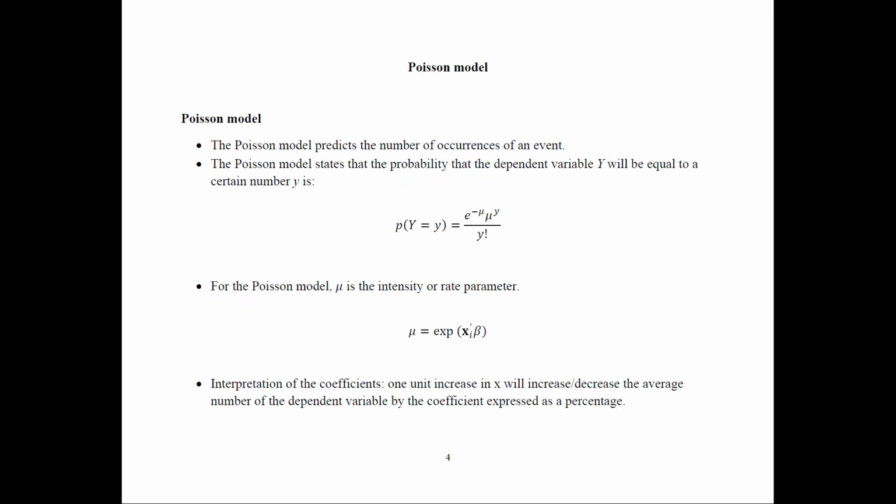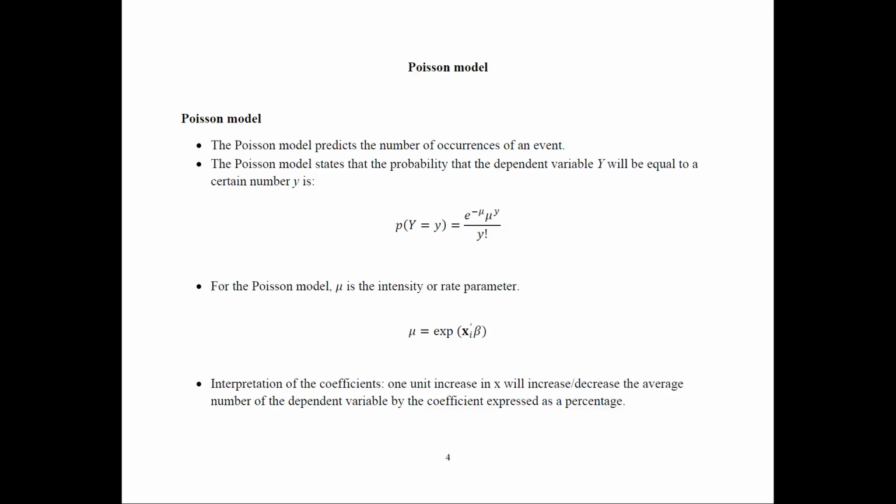So we would move to discuss the Poisson model now. And this model predicts the number of occurrences of an event. And the Poisson model states that the probability that a dependent variable y will be a certain number, small y, is the following. The probability of your dependent variable y being of a certain value, like 0, 1, 2, 3, 4, and so on, is equal to e to the power of minus mu, mu to the power of y, divided by y factorial. That's the form of the Poisson distribution.